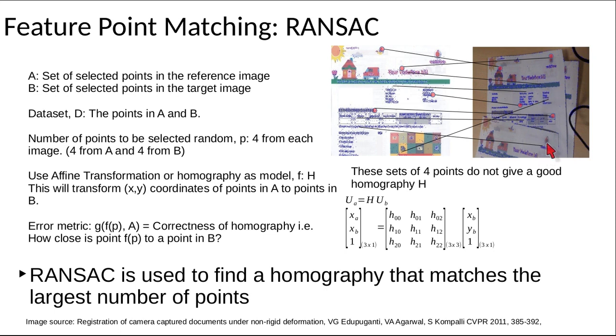Similarly, if you took this point in the test image and you applied the homography matrix obtained from these 4 correspondences, it would result in this coordinate. Obviously, this coordinate in the reference image does not match with this coordinate in the test image. Similarly, this point in the test image, if you applied the homography matrix on top of this point, you would result in this coordinate in the reference image, which is also a bad match.